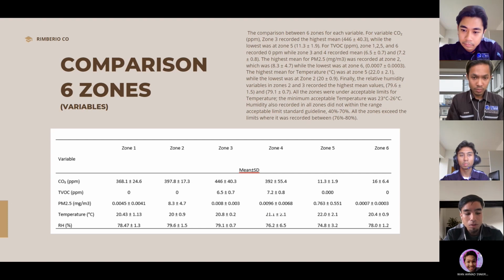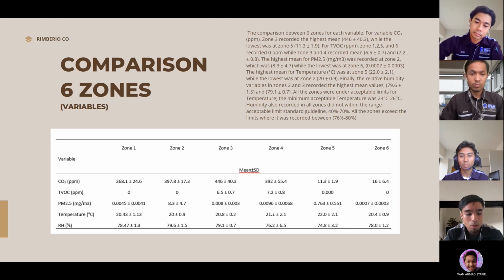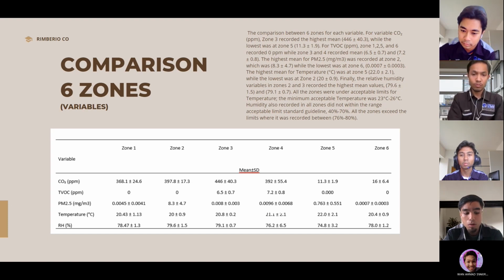Next, for the TVOC, zone 1, 2, 5, and 6 record 0 value. Meanwhile, zone 3 and 4 have 6.5 and 7.2 mean value respectively. After that, the particulate matter records the highest in zone 2, which is 8.3, and the lowest at zone 6, which is 0.007. For average temperature, the highest is zone 5 with 22 degrees C, and the lowest is zone 2 with 20 degrees C. For relative humidity, zone 2 and 3 have the highest value.